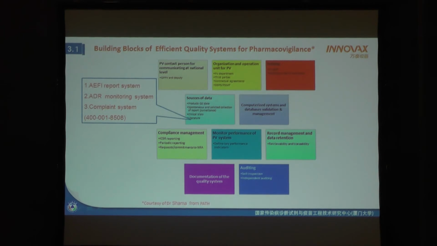We have been building all these blocks for an efficient quality system for pharmacovigilance, including the PV contact person for communicating at the national level, and we have set up the organization and the operation unit for PV, and training the PV staff, and all the colleagues in the company.